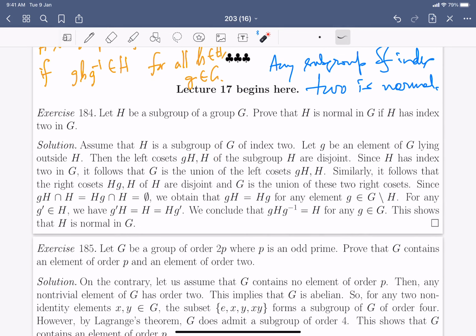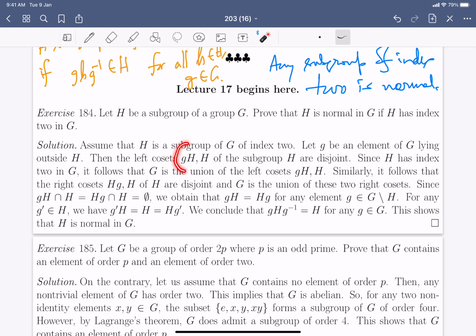H is certainly a left coset, right? Because H is equal to the identity element times H. So if you look at the left cosets gH and H of the subgroup H, then they have to be disjoint. Why is that the case? Because if they are not disjoint, then they are equal, because any two left cosets are either equal or disjoint.